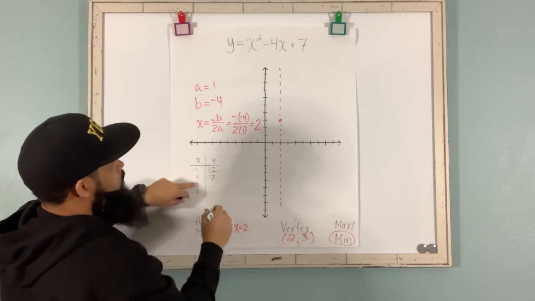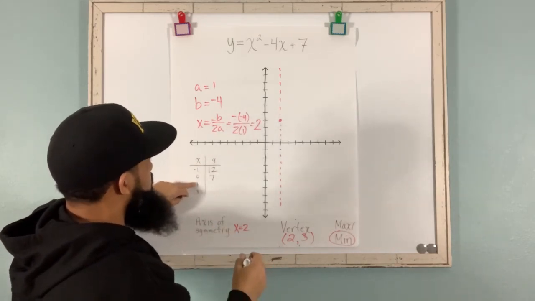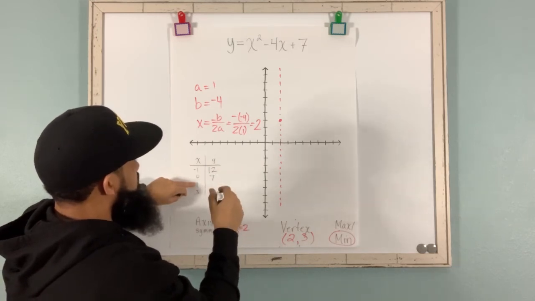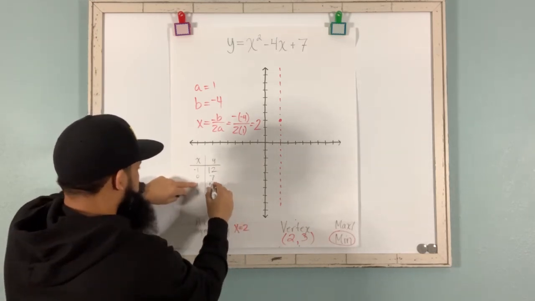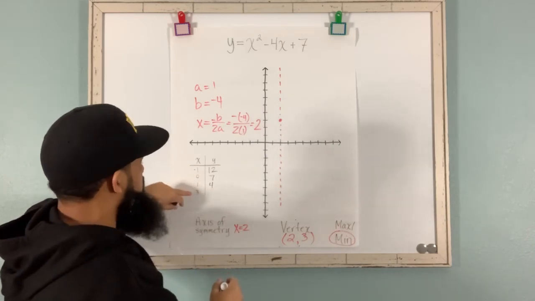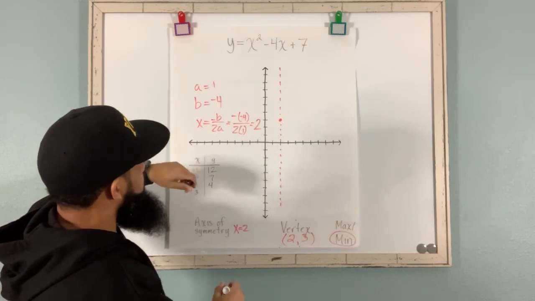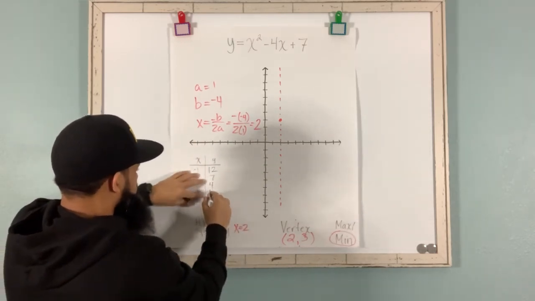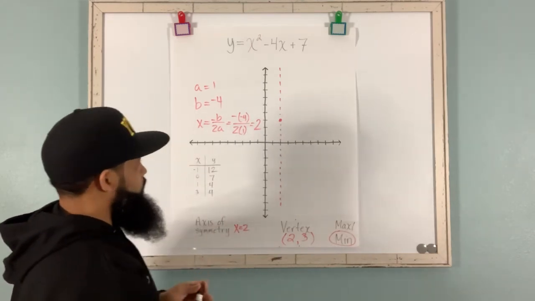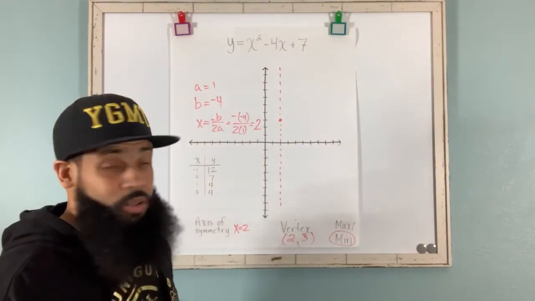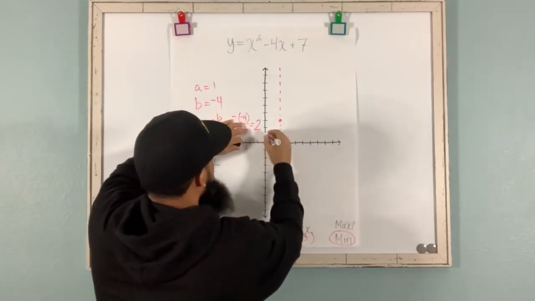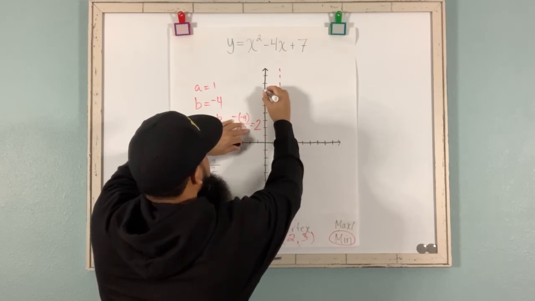When x equals 1, y is going to be 1 squared is 1 minus 4 is -3. -3 plus 7 is 4. And then when x equals 3, 3 squared is 9. Minus 12 is -3. -3 plus 7 is 4. So I have these ordered pairs, -1, 12. It's not going to fit on this grid, right? But 0, 7 will.